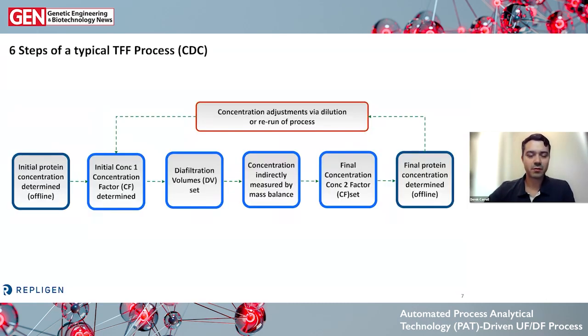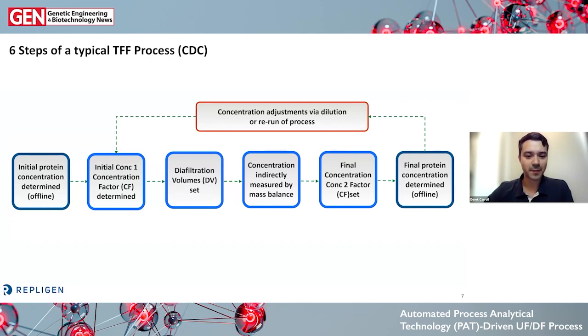So in a typical TFF process for UFDF, it's a CDC we call, which is an initial concentration followed by a diafiltration and then a final concentration up to the final goal of the formulation. So typically how that's gone is there would be an initial concentration determined offline.